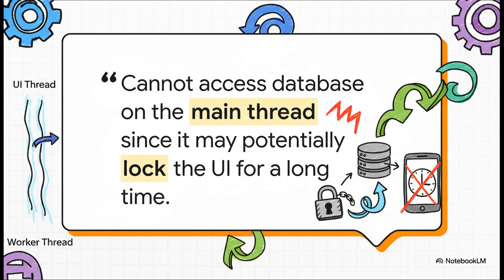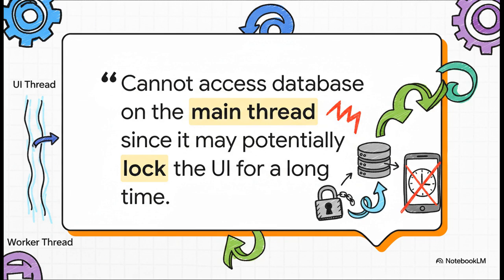Okay, if you've ever touched Room, I guarantee you've seen this error. And you know what? It's a good thing. Room is actually protecting you from yourself. It knows that doing slow database stuff on the main UI thread, the one that your user is interacting with, will freeze your app and create a horrible experience.